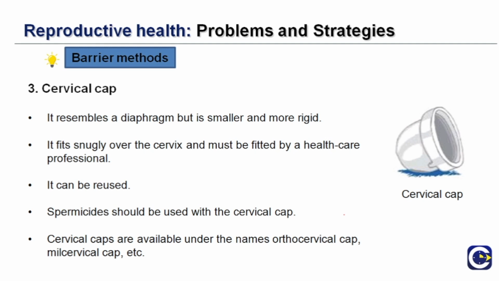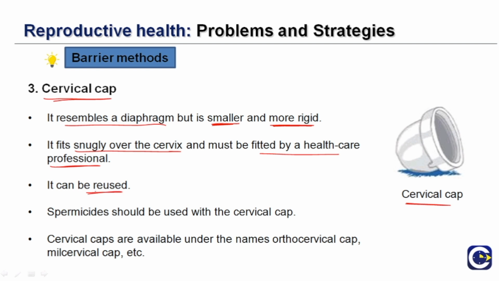The third barrier method is a cervical cap, and it looks like this. It actually resembles a diaphragm as we saw before. It also is dome-shaped, but the difference is that it is smaller and more rigid, so it won't break that easily compared to the diaphragm because it is more rigid. Again, it fits snugly over the cervix, but it must be fitted by a healthcare professional. So you cannot insert it by yourself.